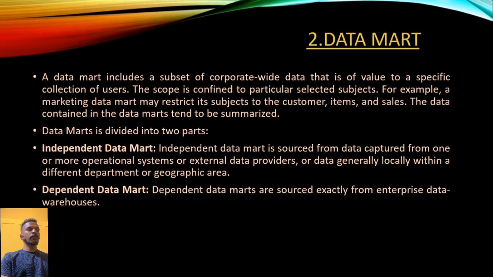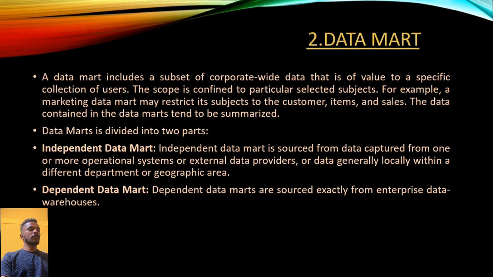Next is the data mart. A data mart includes a subset of corporate-wide data that is of value to a specific collection of users. The scope is confined to particular selected subjects. For example, a marketing data mart may restrict its subjects to customer, items, and sales. The data contained in the data mart tends to be summarized. Data marts are divided into two parts: independent data marts as well as dependent data marts.